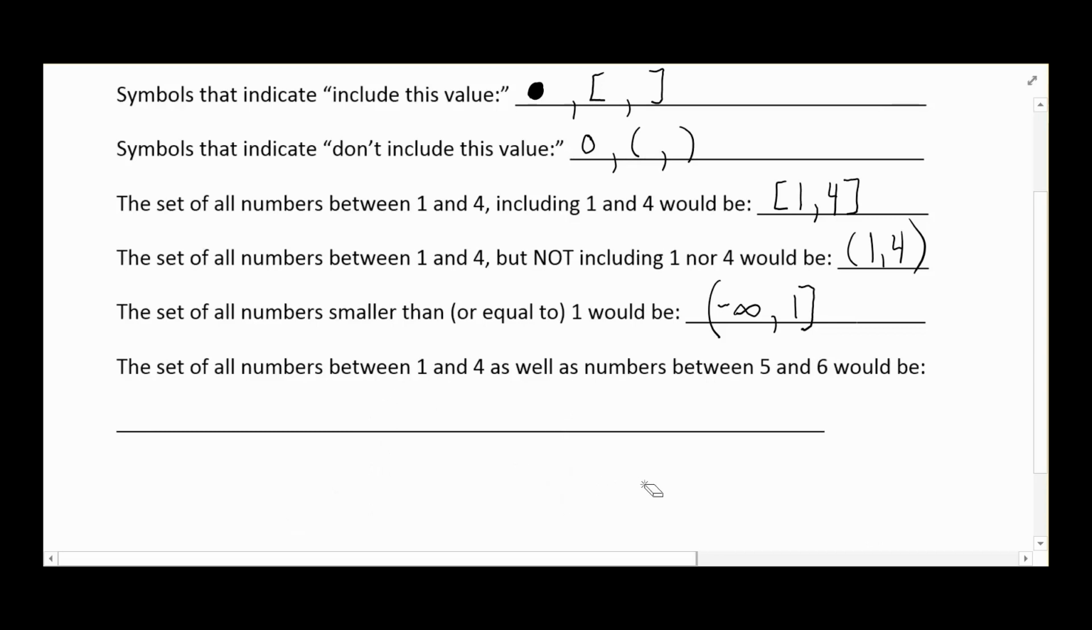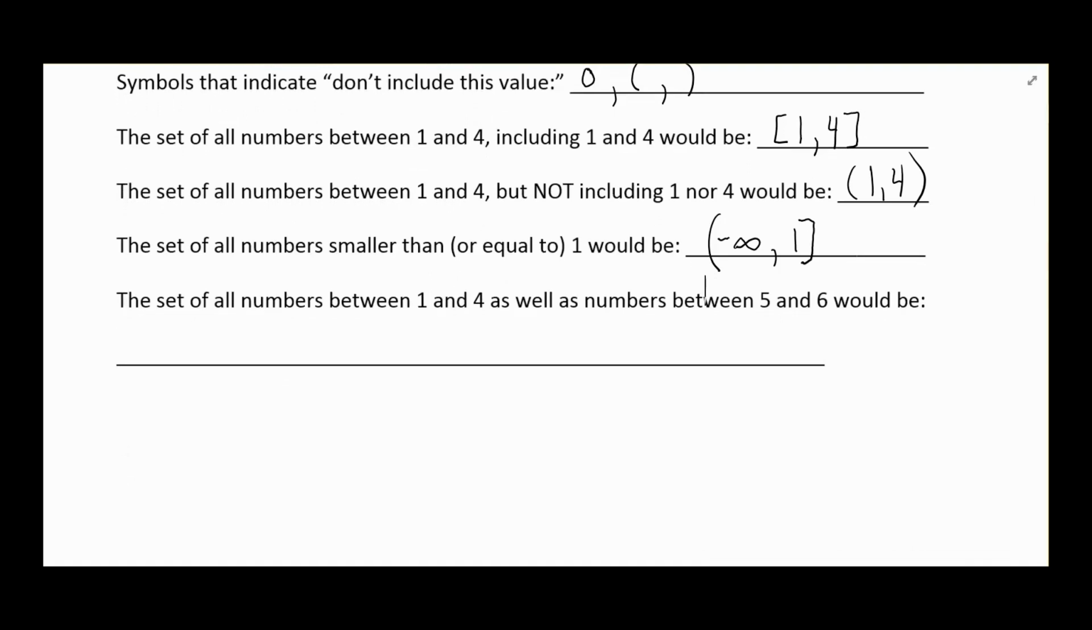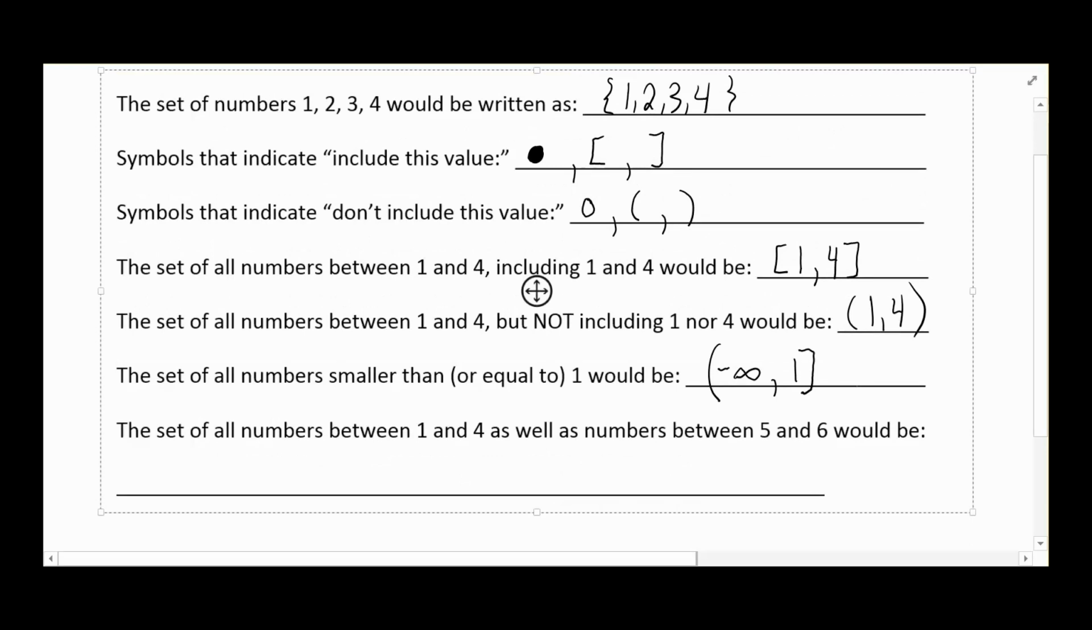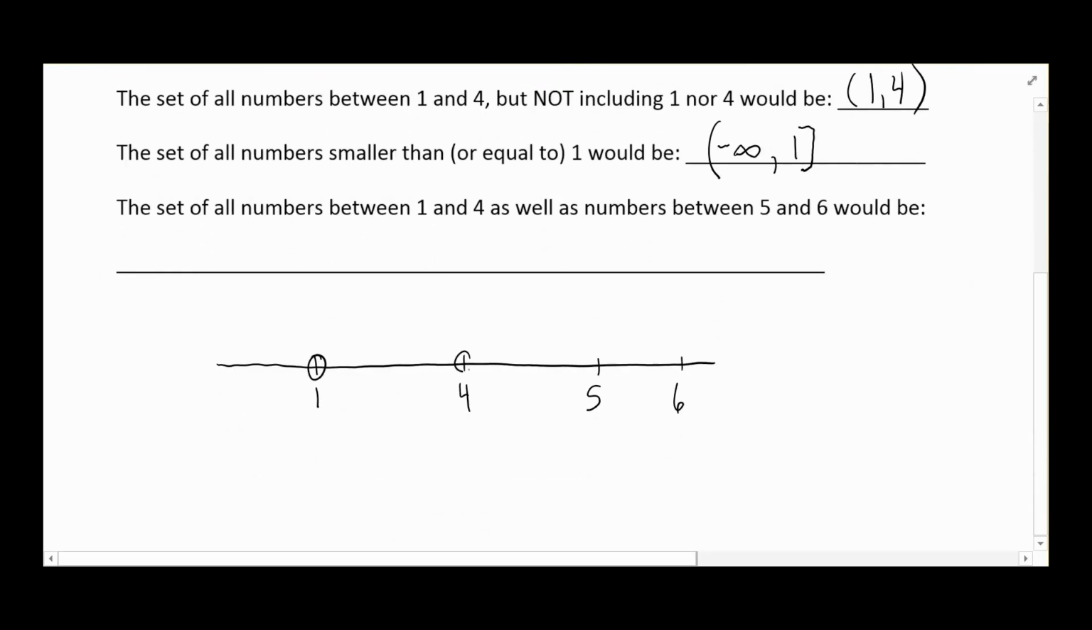Now, we have one more example we want to look at: the set of all numbers between 1 and 4, as well as the numbers between 5 and 6. So let's look at a number line again and picture what's going on. We have all the numbers between 1 and 4, as well as between 5 and 6. I didn't specify whether the endpoints are included or not, so because I said between, let's go ahead and say they're not included. Just the ones between.